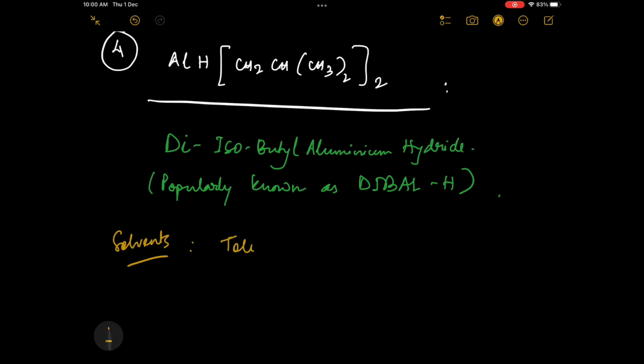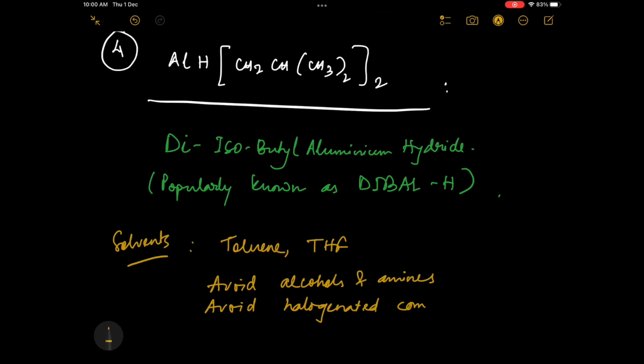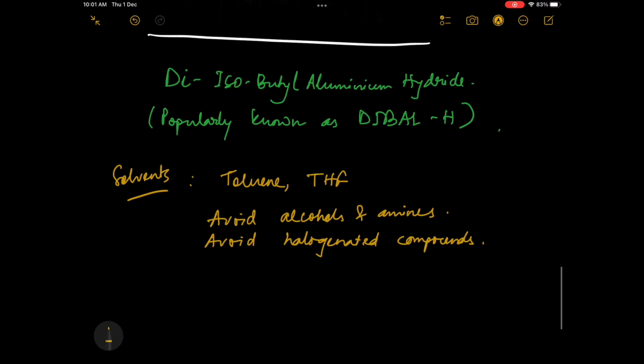The solvents that are preferred are similar: toluene and THF. In this case toluene can also be used, and THF, that is the ether solvent, is very good in handling such types of DIBAL-H compounds.